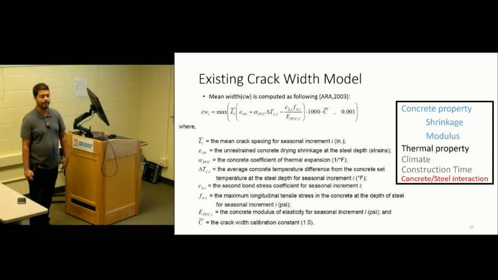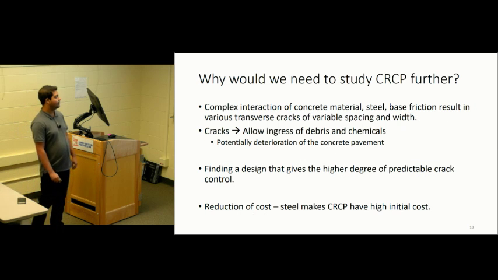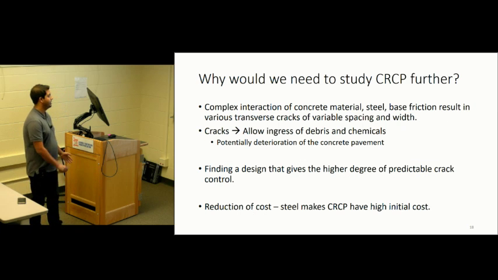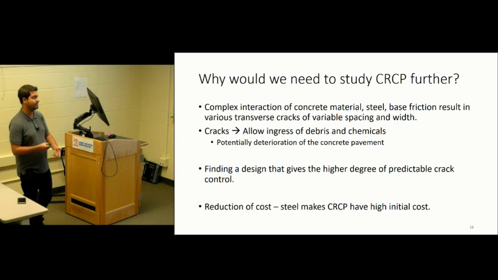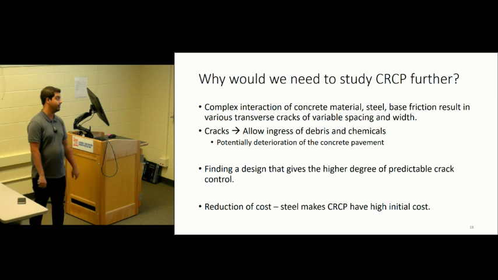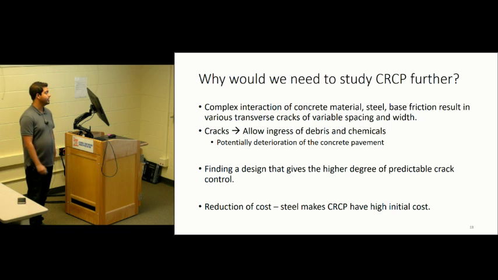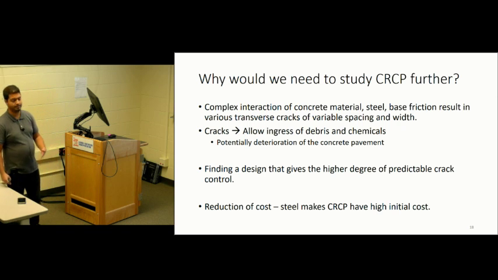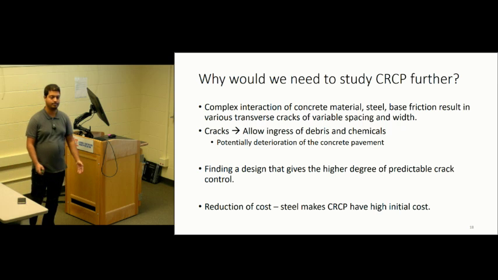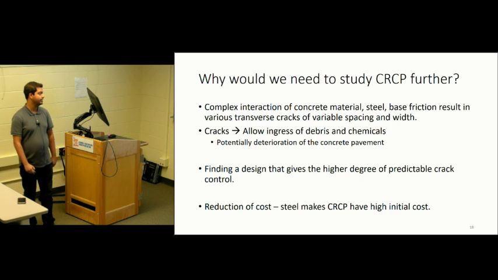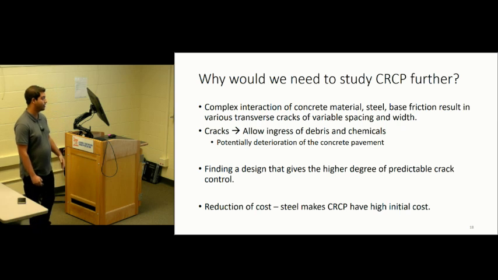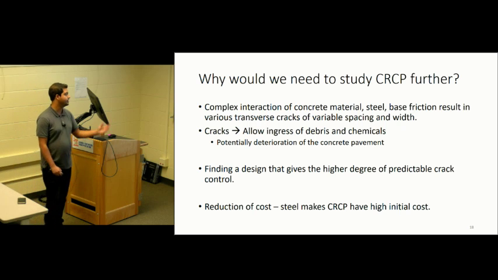So why would we need to further study CRCP? There is a complex interaction of material, steel, and base friction that results in randomly generated cracks and crack widths. And the cracks allow ingress of debris or chemicals that have the potential of causing durability issues in concrete and deteriorating the concrete pavement.